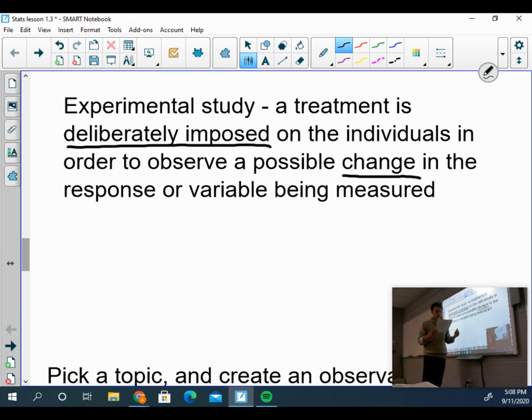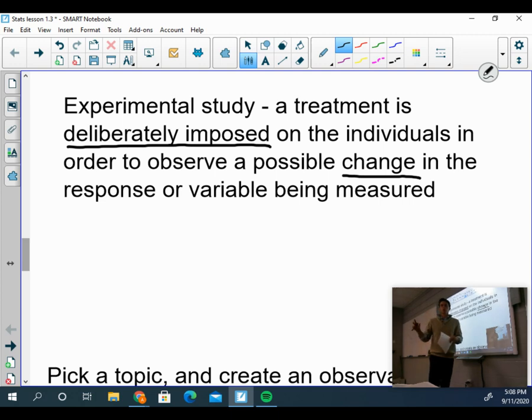Think about farming fields, when they put special chemicals on a section of crops to see if they impact the growth or the health of the crop. That's an experiment. The chemical is that deliberately imposed treatment, and we're trying to see a change, not just observing how the crops are growing.